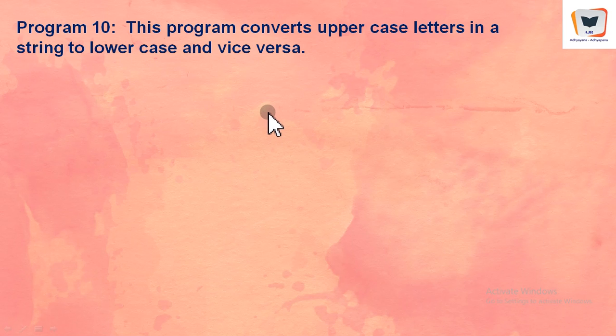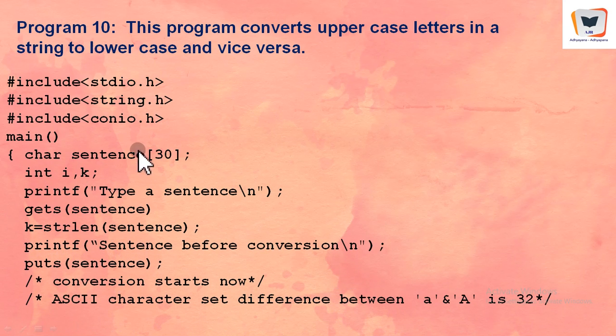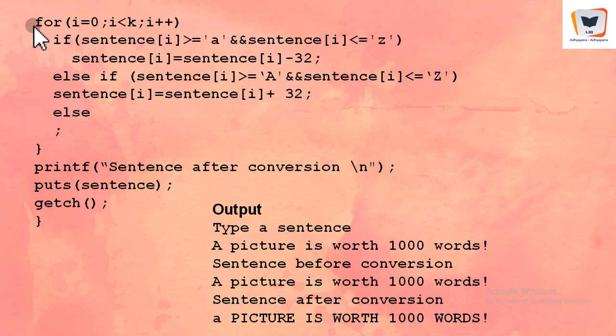Anyway, we will see how exactly capital letters can be made small letters and small letters can be made capital letters. We have included string.h, etc., and a character array sentence. We have taken 30 characters, lengthy enough in order to call it a sentence. printf: type a sentence, gets sentence. So the sentence is a string variable, and whatever we enter will be stored in sentence. We will calculate the length of this sentence. The sentence before conversion we will just print, and then we will run the for loop.